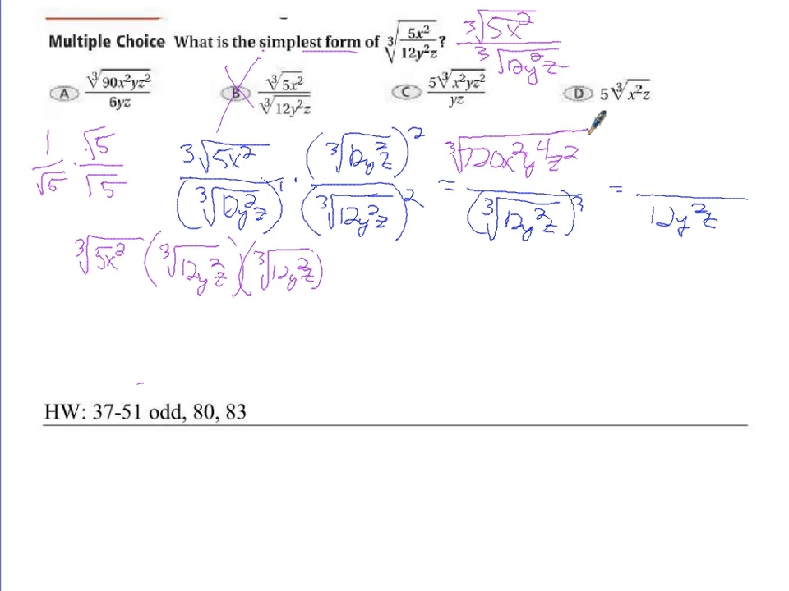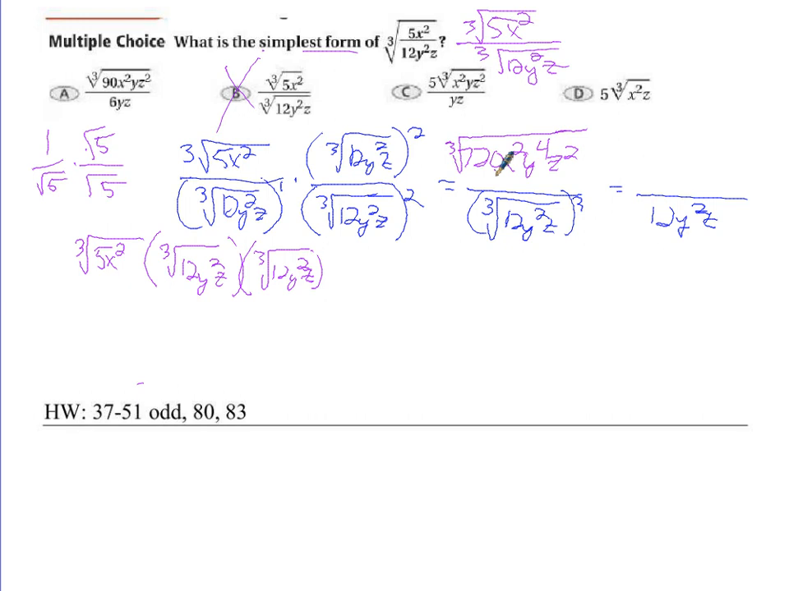So that's my new numerator there. And I've gotten rid of this cube root in the denominator. So I'm in pretty good shape right now. All I need to do is simplify this numerator and then reduce if I can. So I'm looking for perfect cubes. Is there a perfect cube that goes into 720? I think we did this one yesterday, 720. 144 is the biggest perfect square.